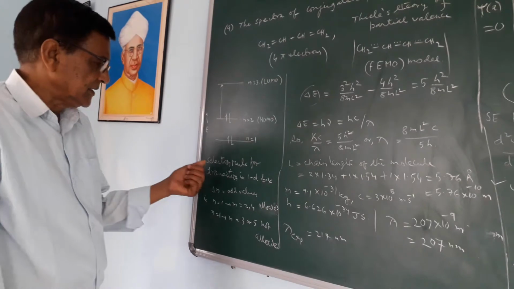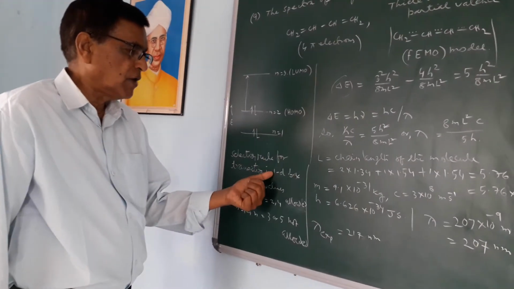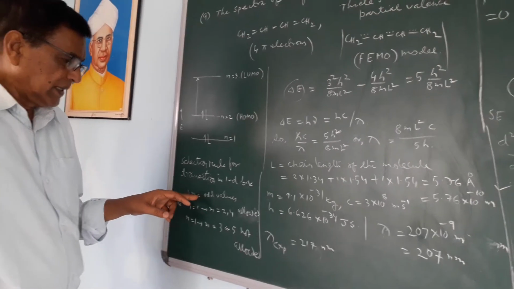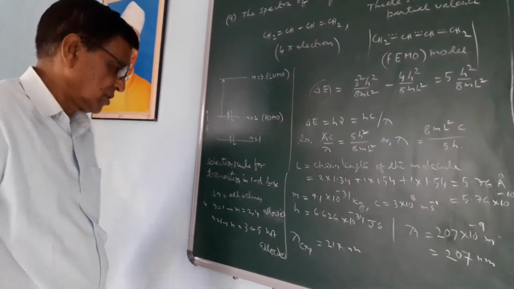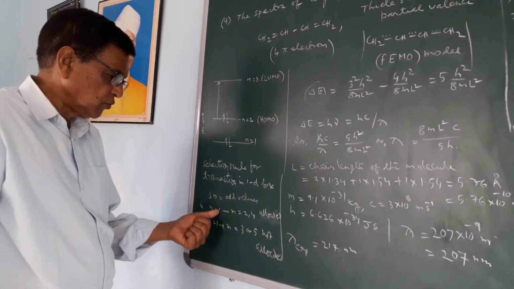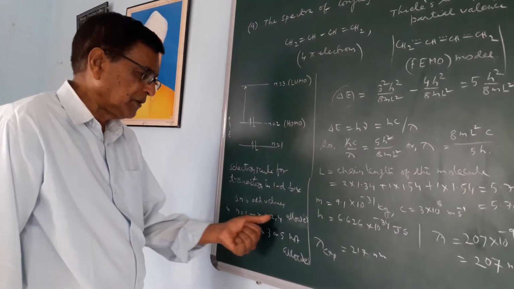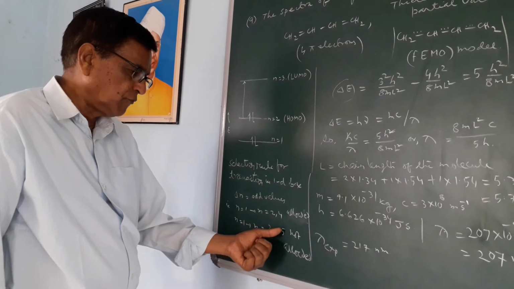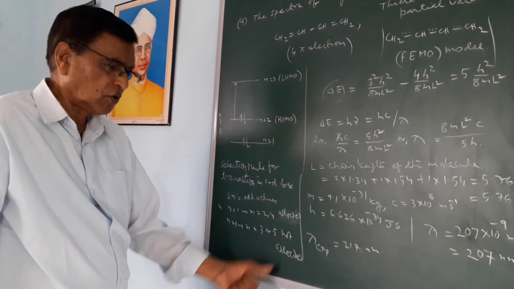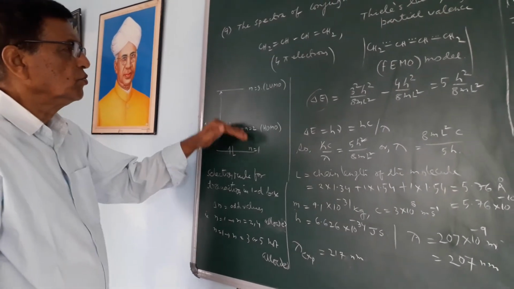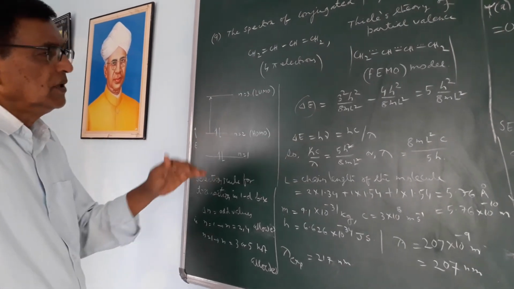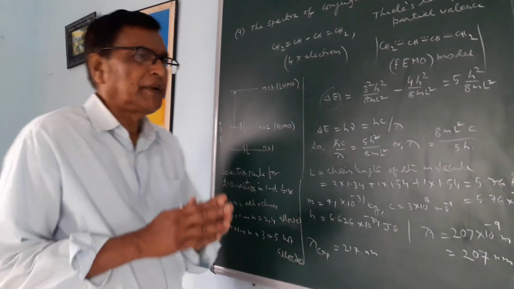The selection rule for the transition of one particle in a 1D box is that delta n equal to odd values are allowed. That means n equal to 1 to n equal to 2 is not allowed, but n equal to 1 to n equal to 4 is allowed. Here 2 to 3 means the difference is an odd value, and it is permitted, quantum mechanically allowed.